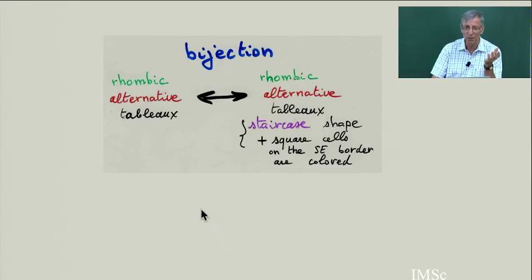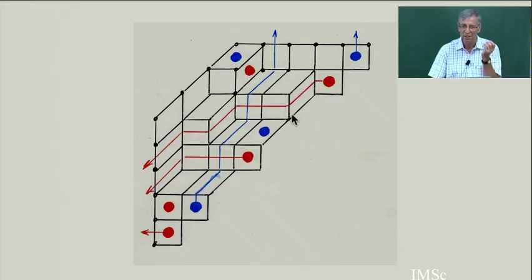So first, as for the square lattice, there is a bijection between rhombic alternative tableaux and staircase rhombic alternative tableaux. So what does a staircase rhombic alternative tableau mean? Staircase means that if you take the analog of the diagonal, it should be only like this, a corner, horizontal and vertical edges. So the contour of the southwest border is a sequence of corners, or maybe with some diagonal step. If you have this border, then this is an analog of a staircase alternative tableau.